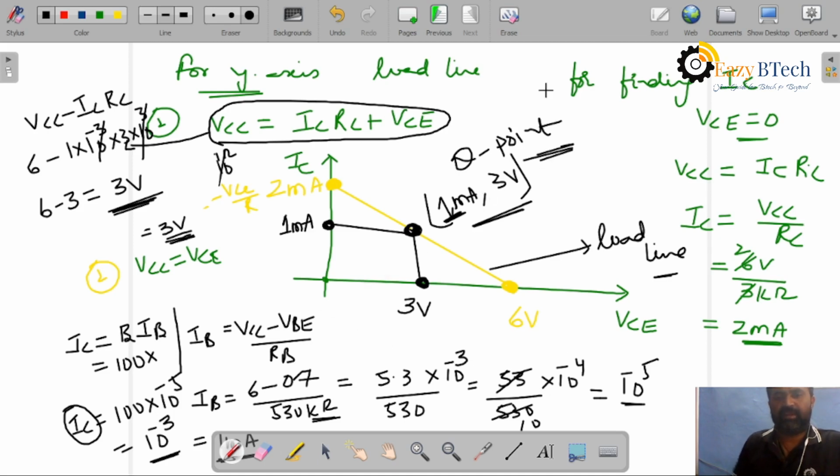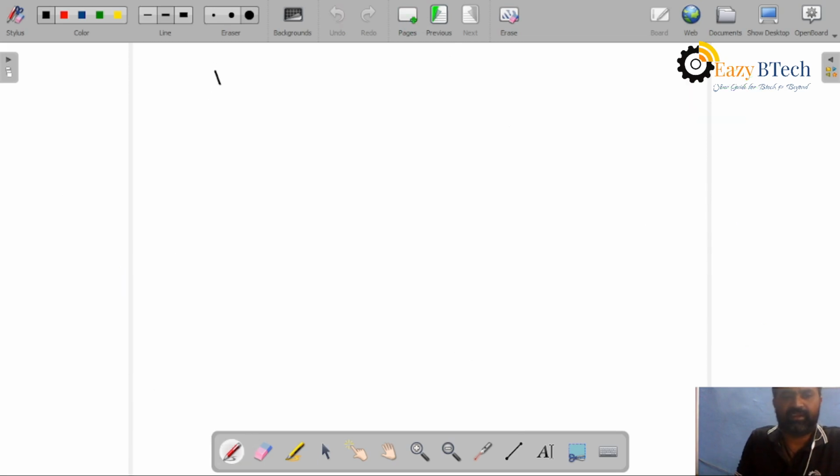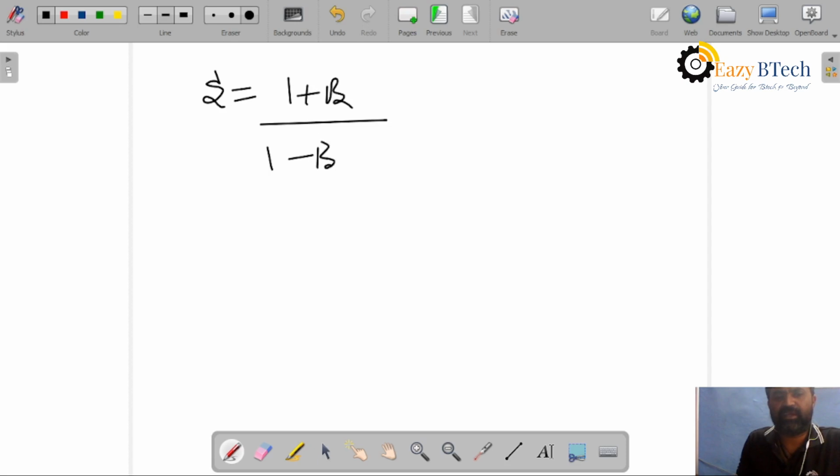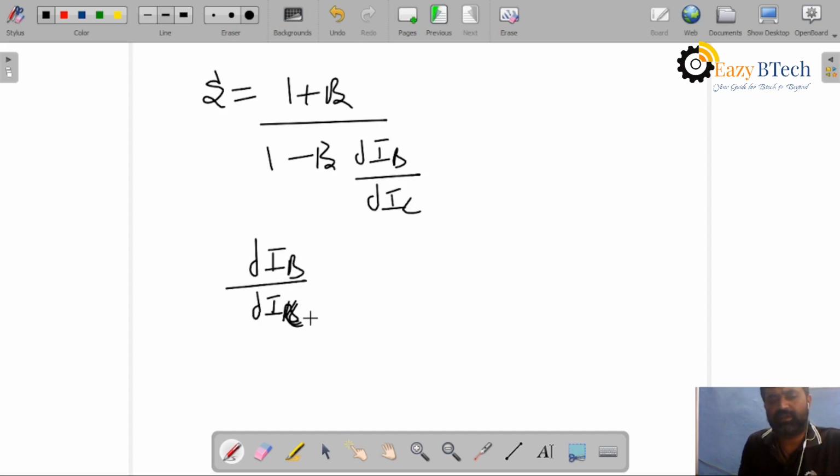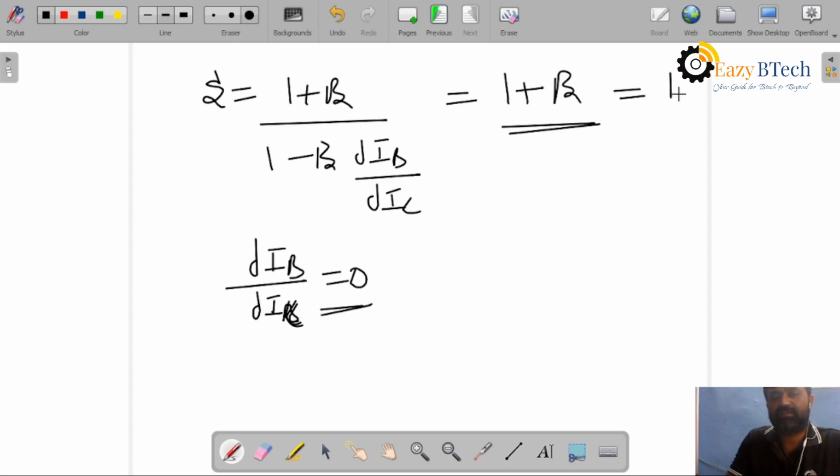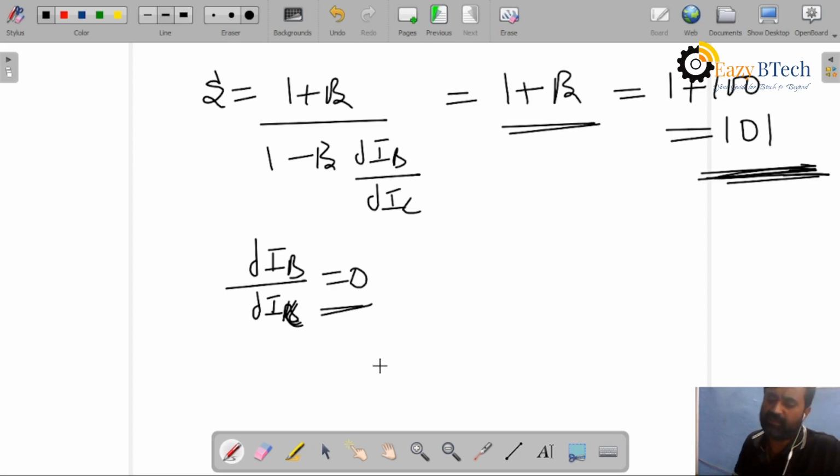And the stability factor, you can find the stability factor. Stability factor is equal to 1 plus beta by 1 minus beta dou IB by dou IC. dou IB by dou IC, this value is 0. Then we will get the stability factor for fixed bias as 1 plus beta, that is 1 plus 100, that is 101. This is the stability factor for the fixed bias.